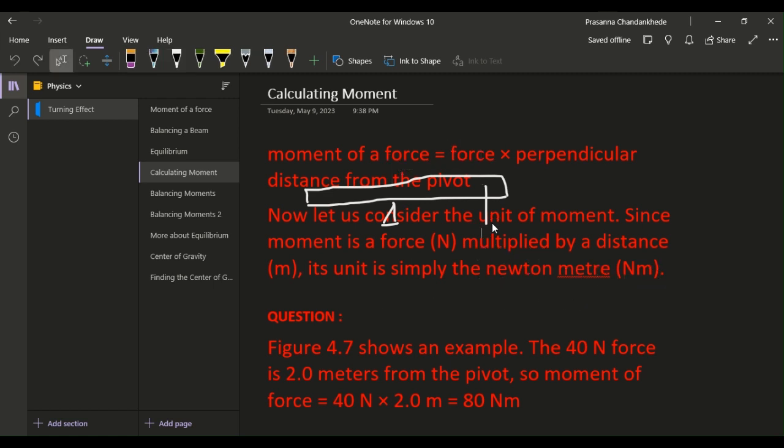Let's move on. Now let us consider the unit of moment. Since moment is a force, okay, let me just try and clean this up.